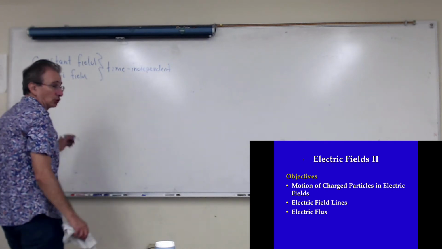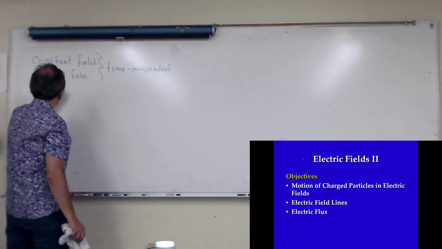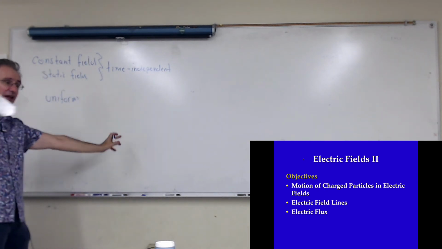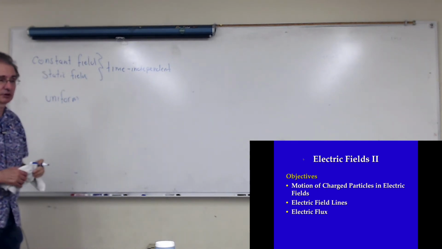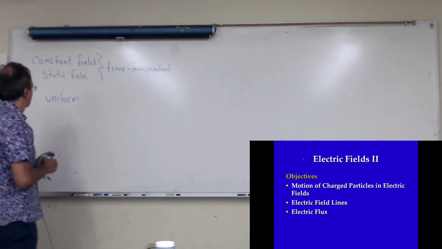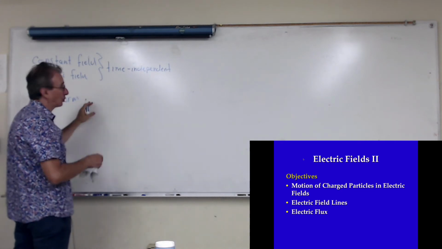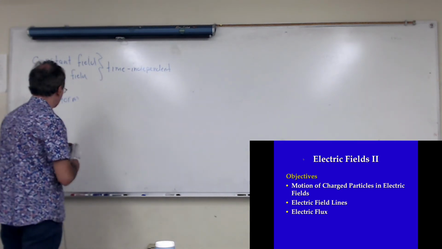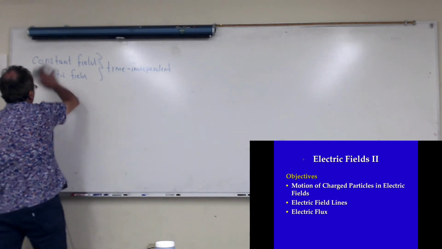If I say the field is uniform, then I'm saying that the field has the same value everywhere in space. Uniform has to do with how it varies with the coordinates. Constant has to do with how it varies with time. Okay? So we're going to look at static fields.